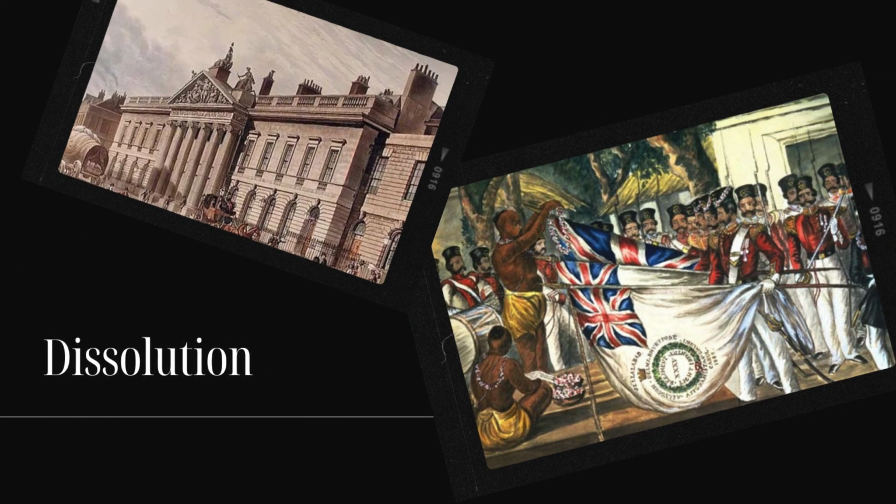Dissolution. In 1858, with the passage of the Government of India Act by the British Parliament, control of all the company's colonies was transferred to the British Crown. This act, known as the Act for the Better Government of India, marked the official end of the company's rule in India. Finally, the East India Company was formally dissolved in 1874, and all its assets and responsibilities were transferred to the British government. This dissolution marked the end of an important era in the history of British colonialism and the beginning of a new phase of direct British rule in India.